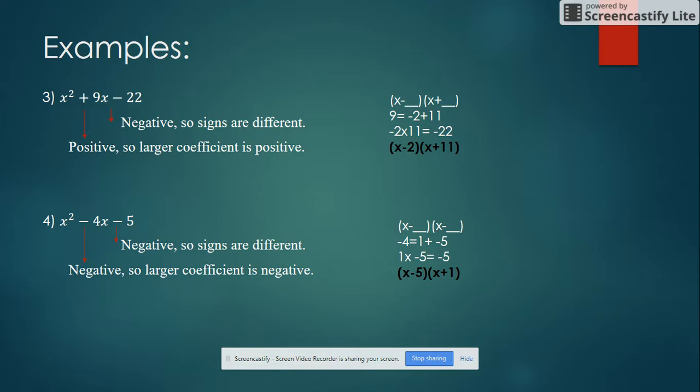Example 4. x squared minus 4x minus 5. Our second sign is negative, so our signs are different. Our first sign is negative, so the larger coefficient is going to be negative. We know we need a larger negative coefficient and a smaller positive coefficient to get negative 4, but they need to also multiply to get negative 5. If we think negative 4 equals 1 plus negative 5, we are right because 1 times negative 5 is negative 5. So our coefficients are going to be negative 5 and 1, which gives us the answer of x minus 5 times x plus 1.